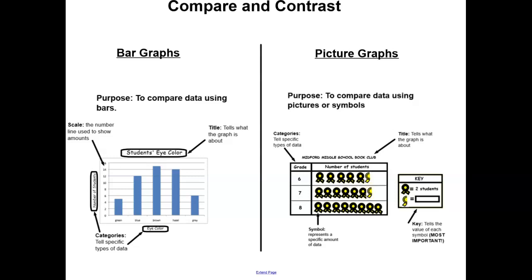Thank you. I hope you were able to determine that they're the same because they have the same purpose. Both of them have the purpose to compare data. They're also the same because both bar graphs and picture graphs have titles that tell what the whole graphs are about, and categories, which break the data into specific categories to tell about the specific types of data. But we know they're also different. How are they different? You're right, mathematicians. They're different because picture graphs use symbols to display data, and bar graphs use these scaled bars that you learned all about yesterday.